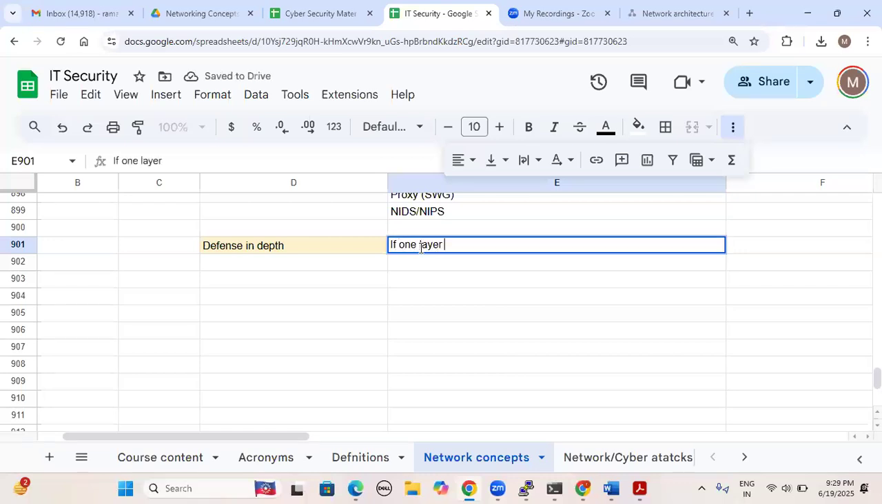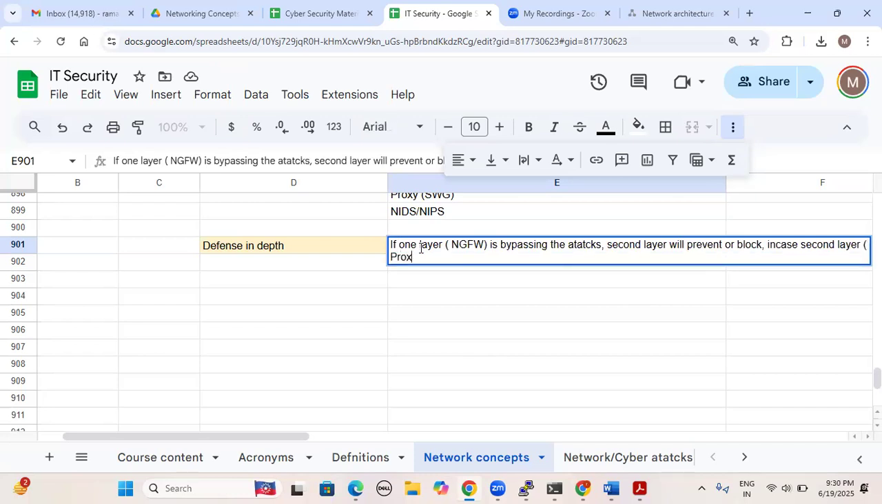If one layer, for example the next generation firewall, is bypassed by incidents or attacks, the second layer will prevent or block. In case the second layer is also bypassed, what is the second layer? Proxy. If that is bypassed, then the third layer. What is the third layer? Network IDS, network IPS. For example, and so on.